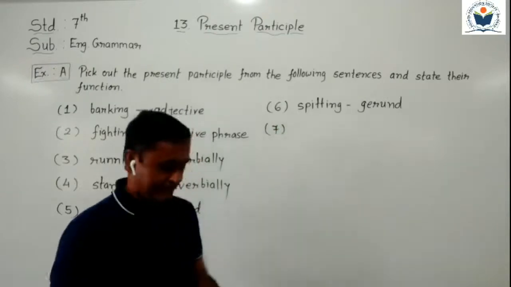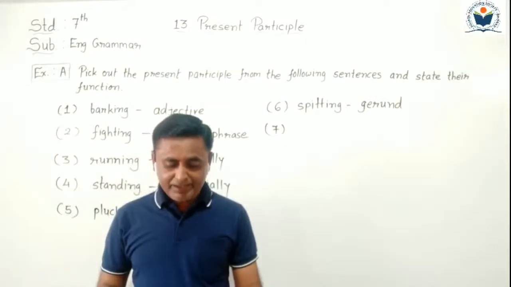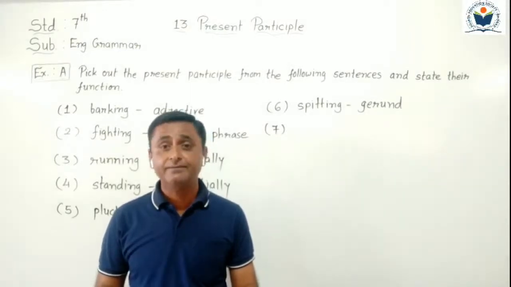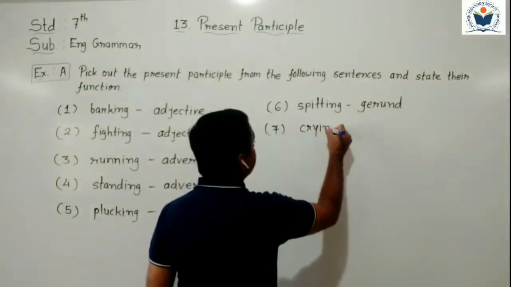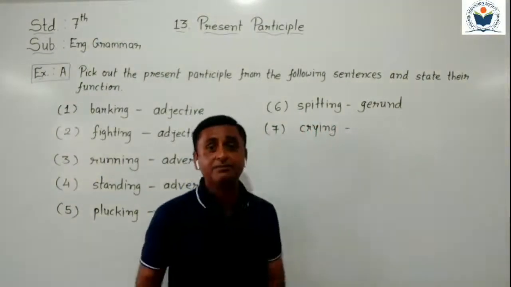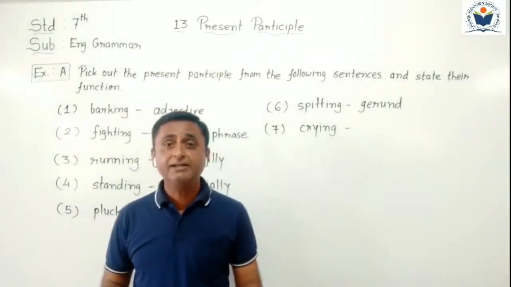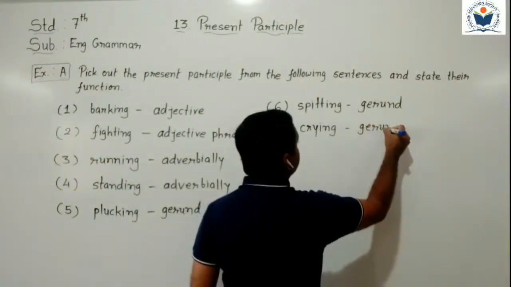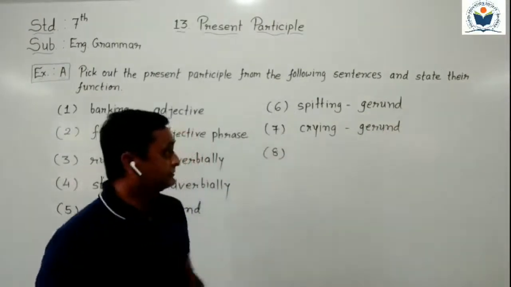Sentence number 7. Just listen here. A mother can never bear to see her child crying. Which word is the present participle here? Crying. We have to write here. Crying is the present participle here. In which sense is it used? The function of crying is that of a gerund. It is used as a gerund here. Now the eighth sentence we have to see.